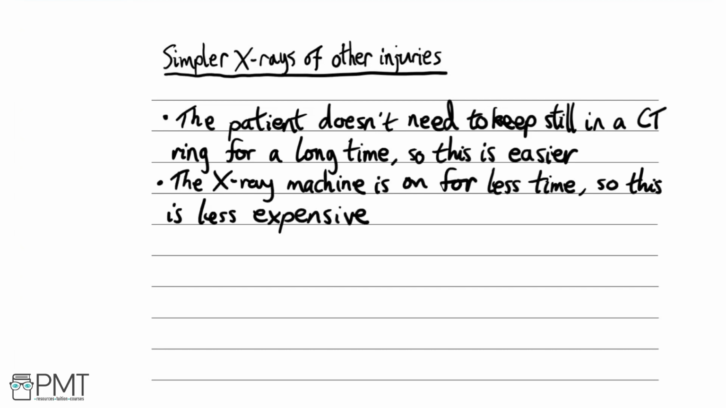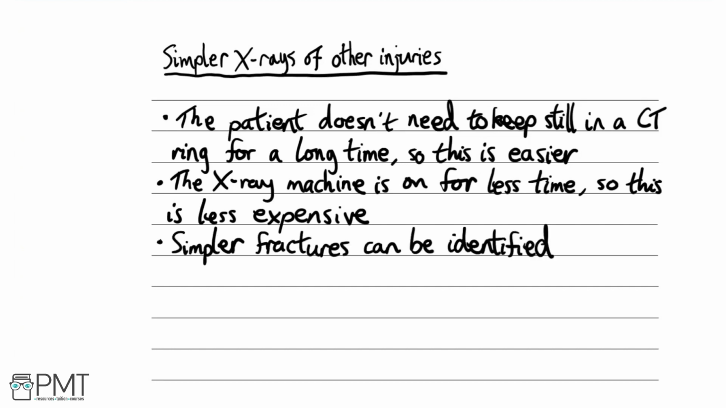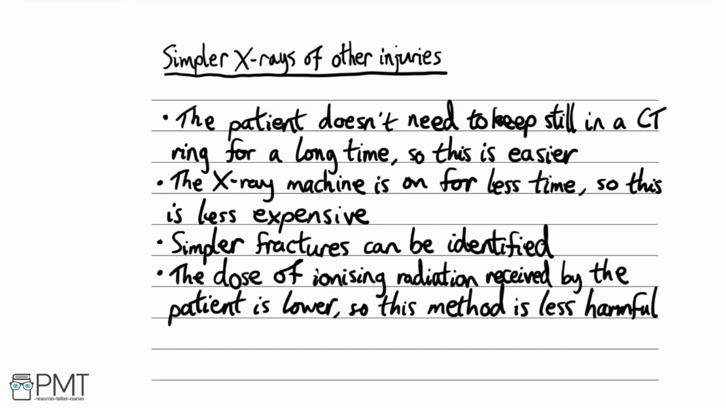So the patient doesn't need to keep still in a CT ring for a long time, so it's easier for the patient themselves. And we don't have the X-ray machine on for as long, so it'll be cheaper as well. The next thing to say is that we can identify simple fractures in bones rather than tissue. And we can also say that because the dose taken by the patient is lower, it's less harmful to them. Remember that X-rays are ionizing radiation, so we want to make that dose as low as possible. And that completes our answer to the third bullet point of the question.